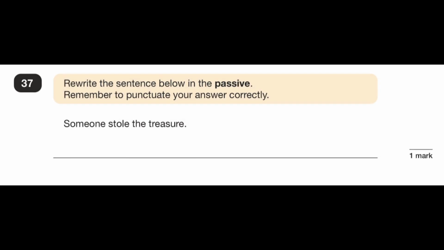Now I would like you to rewrite the sentence below in the passive. Remember to punctuate your answer correctly. So it's currently written in active. Someone stole the treasure. Remember, in passive, the verb acts on the subject. So we need to rewrite this so the verb is acting on the subject. So instead of saying someone stole the treasure, to make it passive, you would say the treasure was stolen by someone. So well done.